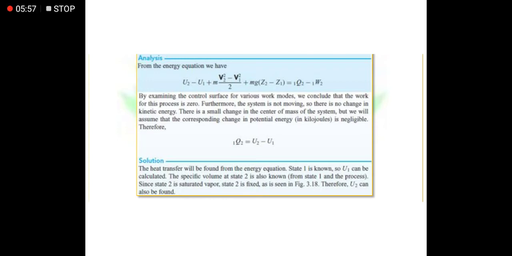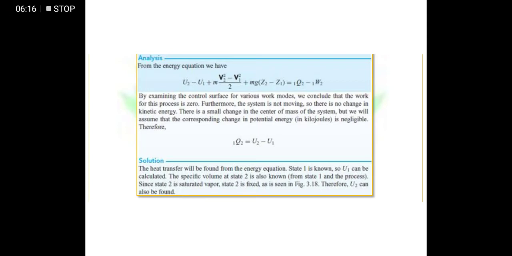So by examining the control surface for various work modes, we conclude that the work for this process is zero. Yes, tama kasi wala naman tayong movement of boundary eh. Hindi naman nag-move yung vessels natin or yung volume natin.